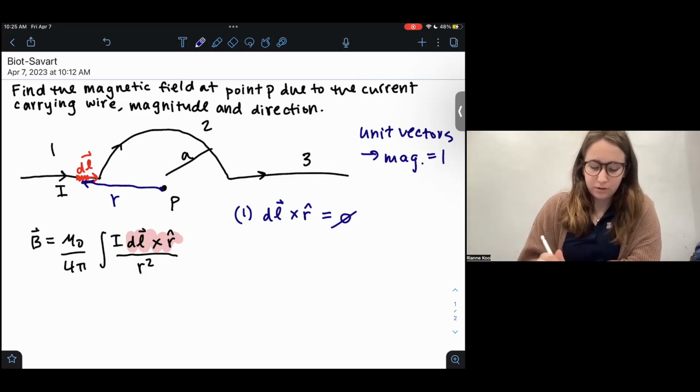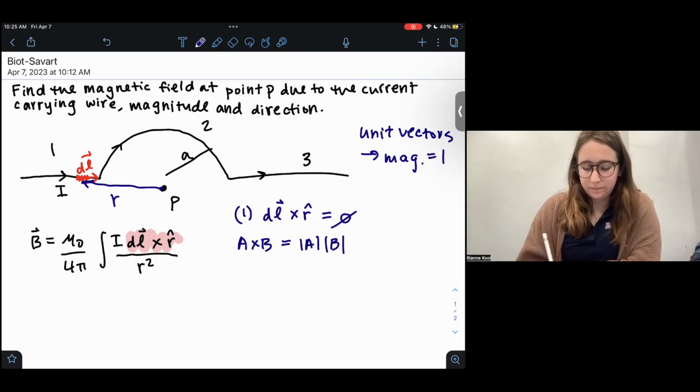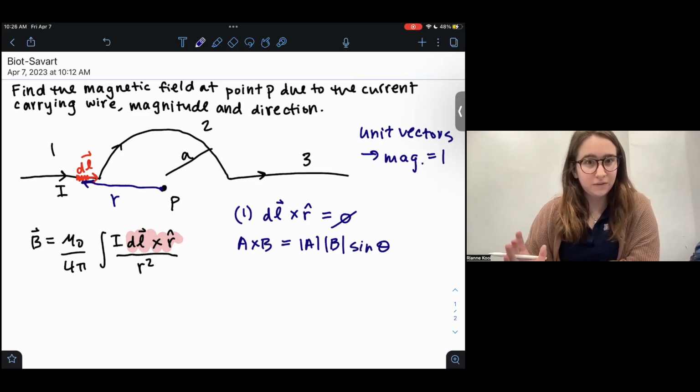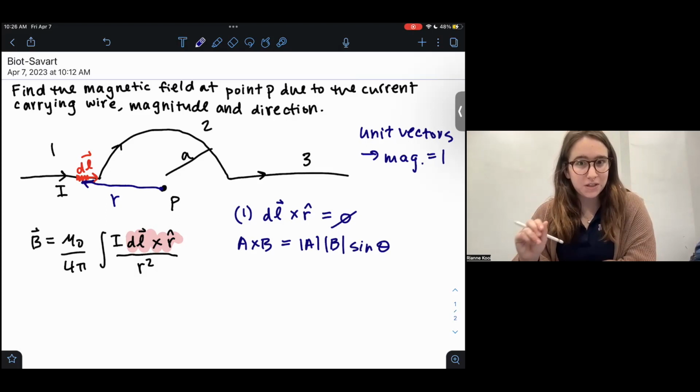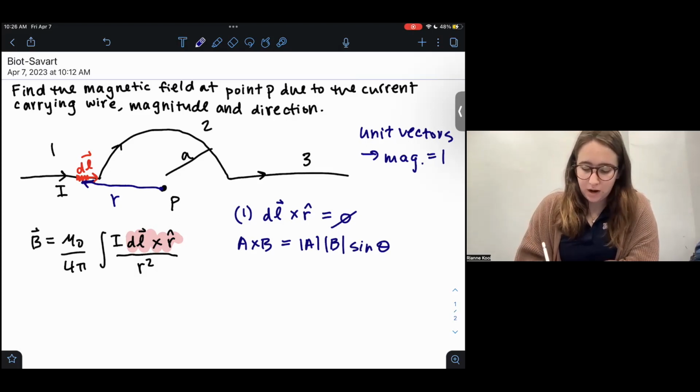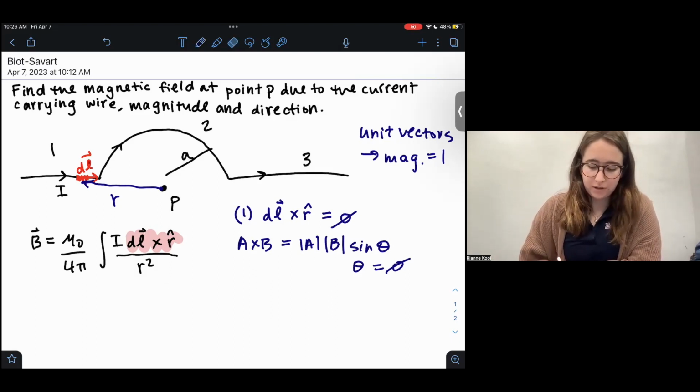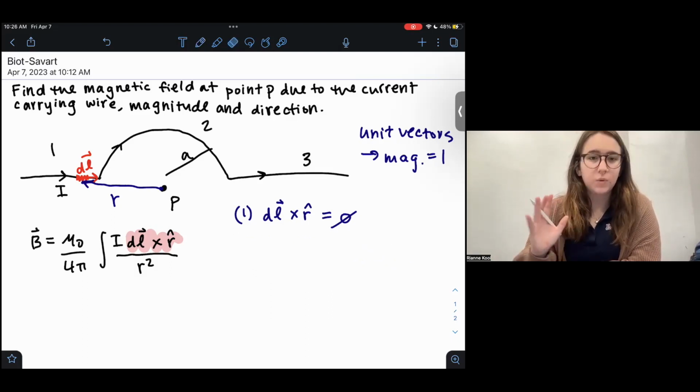If you remember our cross product, if we want A cross B, it's the magnitude of A times the magnitude of B times sine of theta. We would want theta to be 90 degrees because that gives us 1, but our theta equals 0. There's no angle between these two. So for our first part, dl cross r is equal to 0.